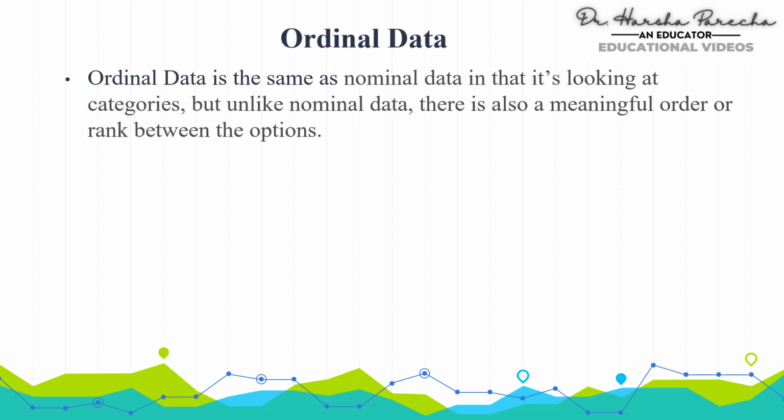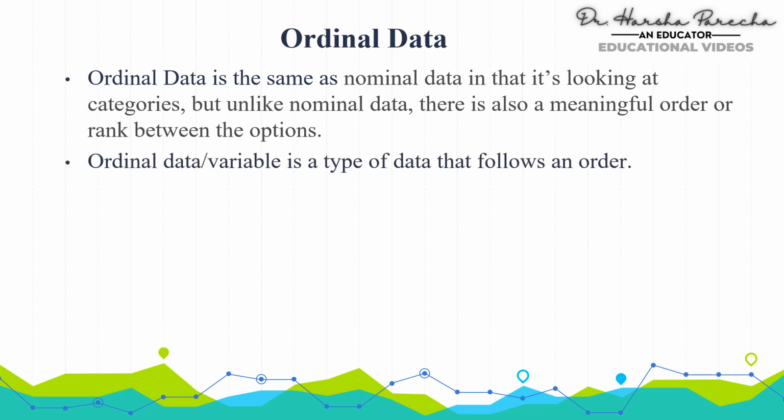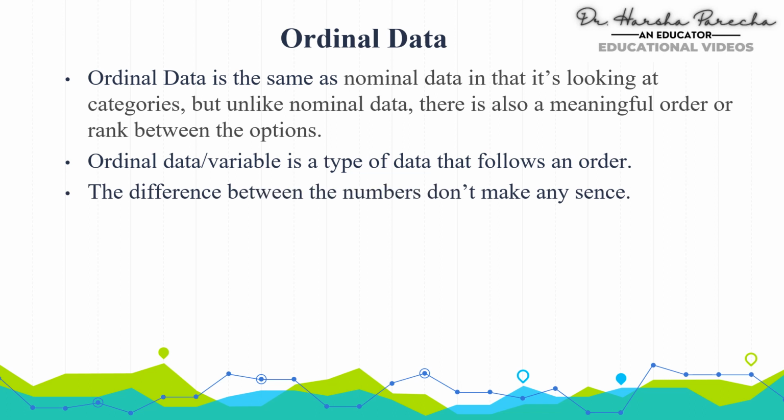First of all, ordinal data is also categorical data. Okay, same as nominal data, but the only difference here is the ordinal data possesses or follows the ranking system. Okay, as the name suggests, there is an order between the options. Ordinal data or variable is a type of data that follows an order. It follows an order, or you can also say it rank. The difference between the numbers here doesn't make any sense. You can understand the difference between two categories or two variables, but it is not necessary that the difference will be the same.